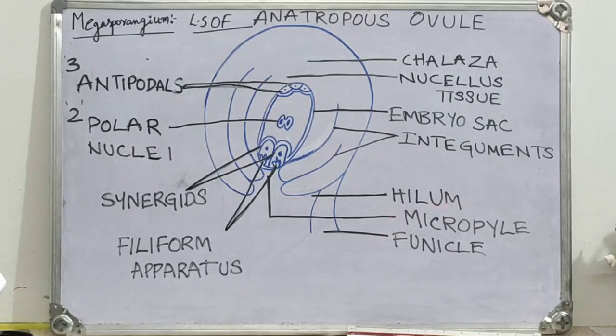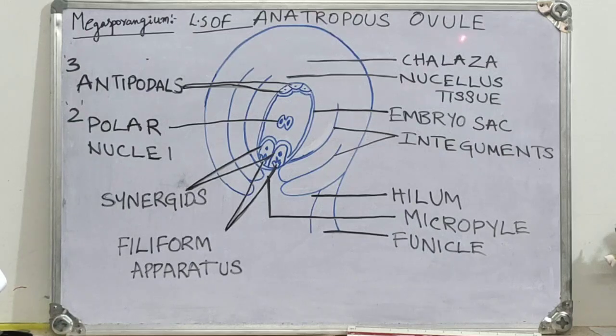Okay students, then the ovule has two protective layers. You can see two protective layers here, two integuments we can say. Outer integument is there, inner integument is there. Usually what happens, the outer integument will be the outer layer of the seed, which is called testa.